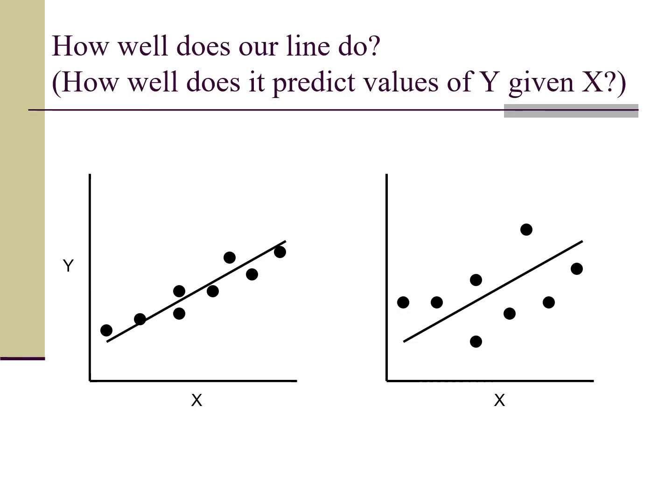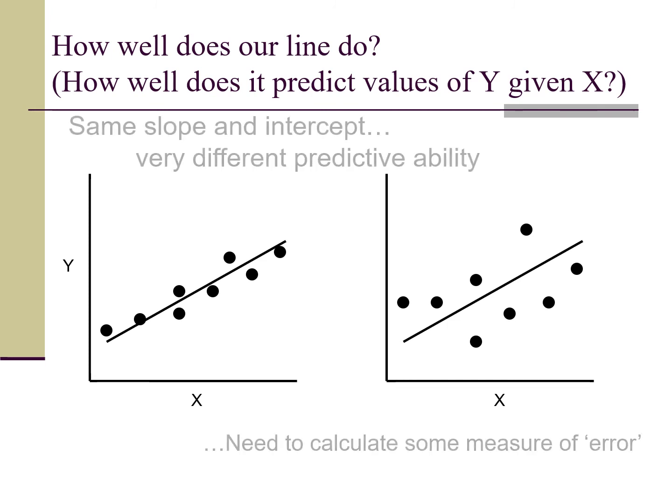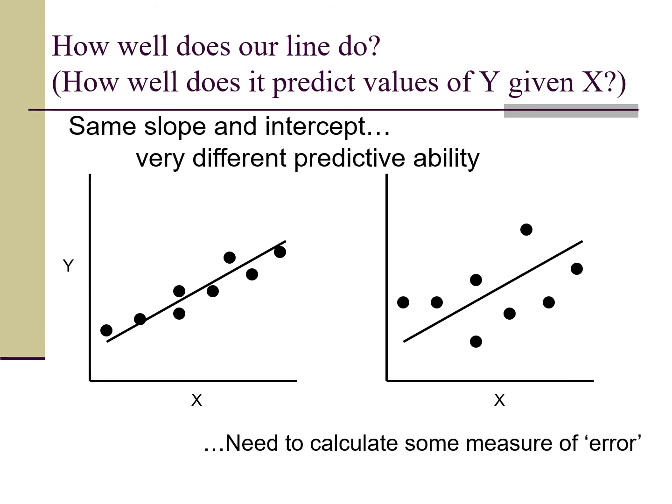So now the question is, how well does our line do? How well does it predict values of y given x? So in these two cases, we can have the same slope and the same intercept, but very different predictive ability. Clearly, if the relationship on the left is what we found, then we have pretty good confidence. I mean, we don't have units there, but everything else being the same between the left and the right-hand graph, you got to think, wow, I have a lot more confidence of that on the left. So how are we going to measure that error?